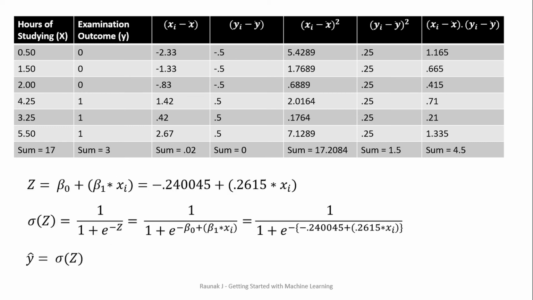I put this into my z. So I create the linear regression function and use it as it is. So beta naught plus beta 1 into x of i, which gives me minus 0.24045 plus 0.2615 into x of i. And then I actually pass it to the sigmoid function. So basically y prediction is equal to sigmoid of z, which is 1 by 1 plus e raised to minus z. Similarly I replace the values. So this is my function.